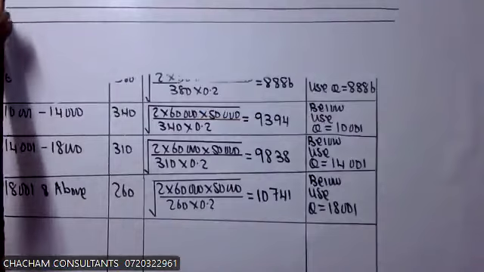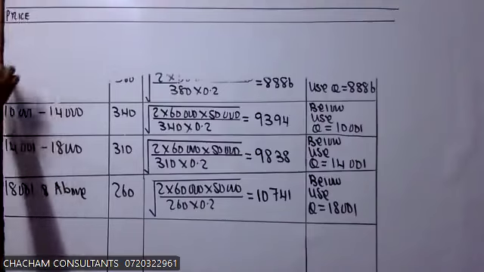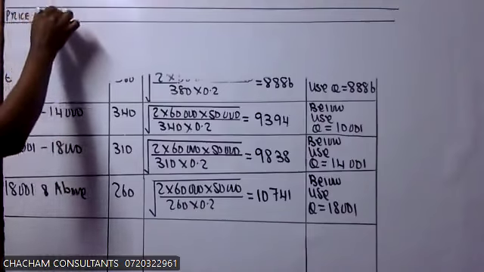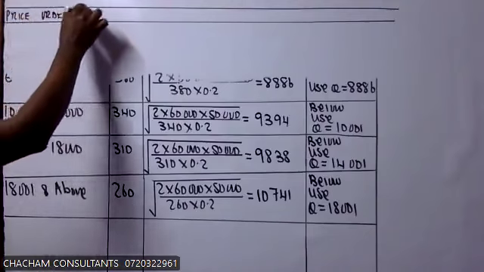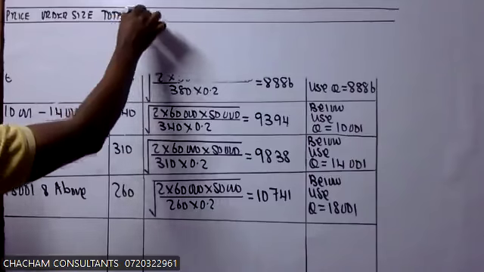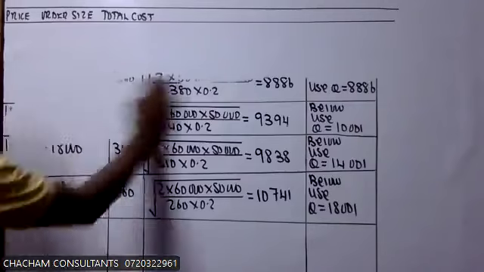So we have the price here. We can bring the price. Then we bring the order size. And then we compute the total costs. Let me have here.